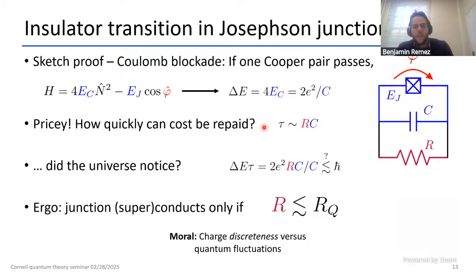Now, the main moral of the story here is that the competition is between quantum fluctuation and the fact that the charge is discrete. And this is kind of separate from charge being quantum. So discreteness can also arise classically. So that's the true competition here.